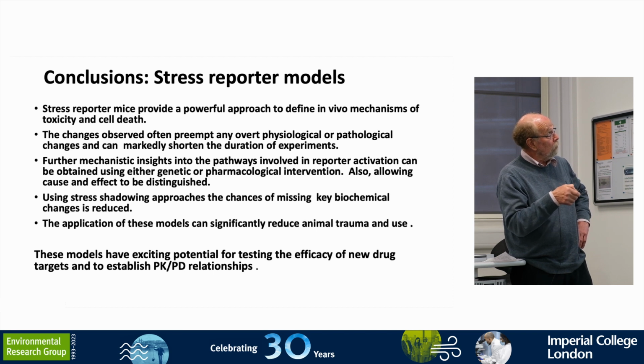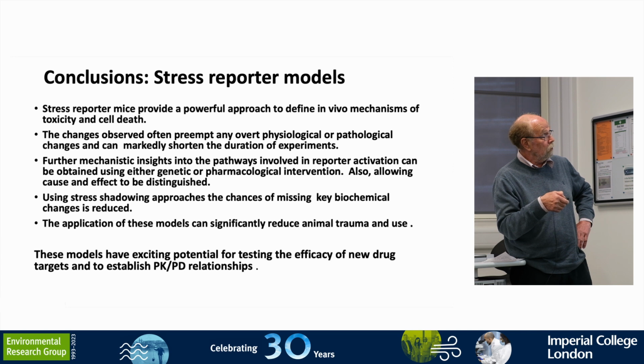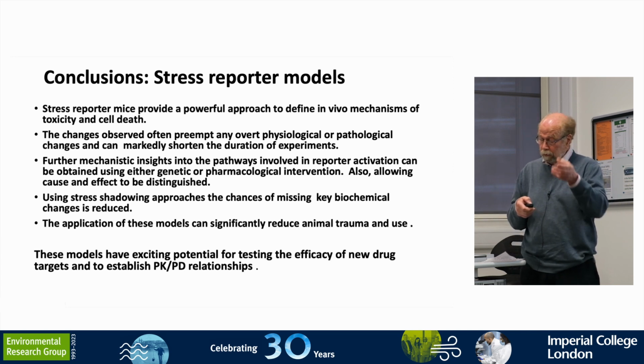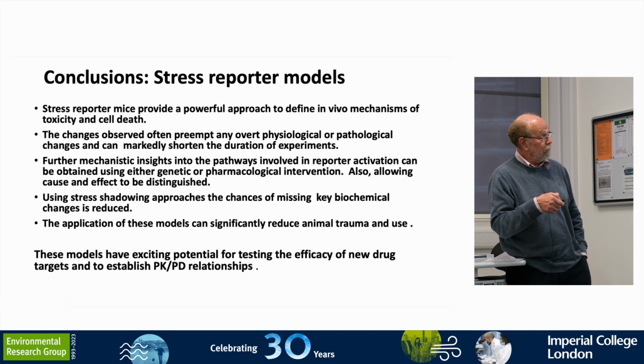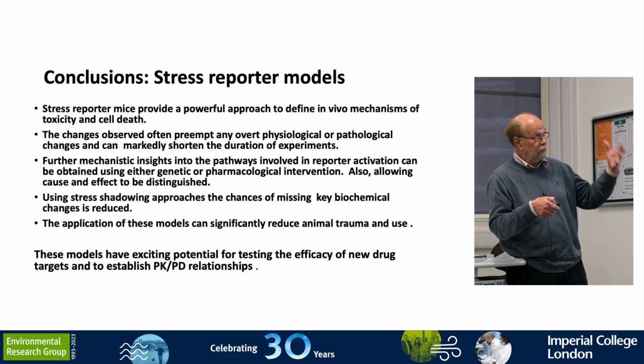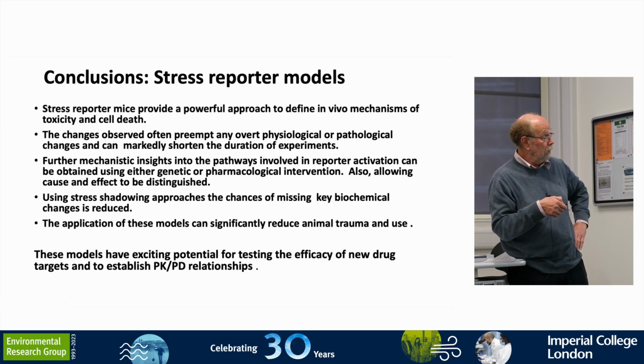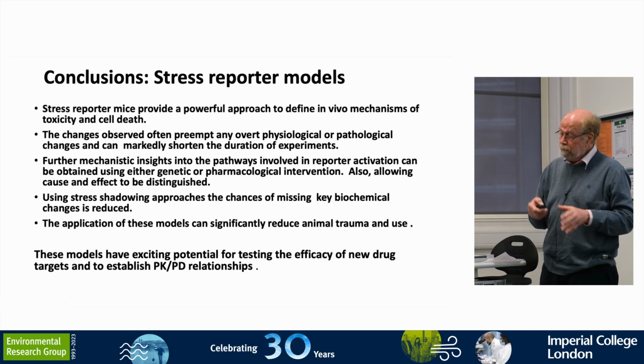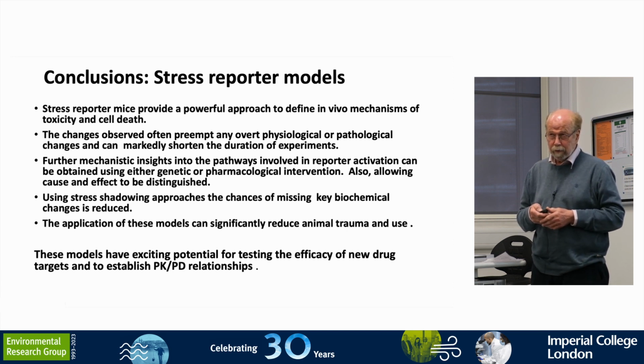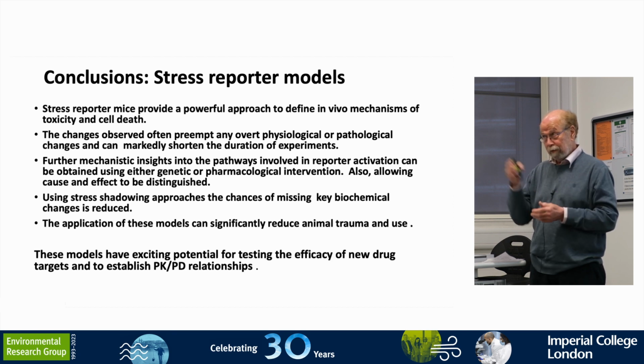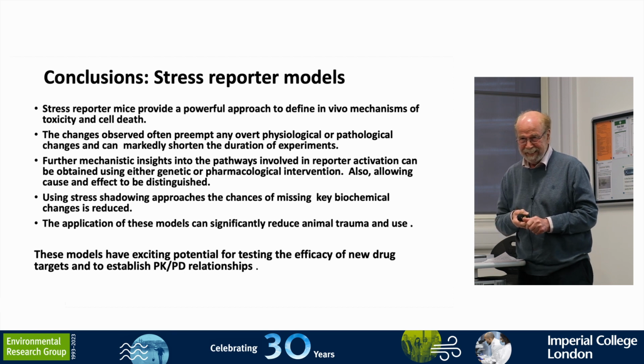So reporter models are a powerful approach to define mechanism of toxicity. I hope I've shown you that. Because they preempt overt physiological and pathological changes, you can do studies in dramatically reduced time frames. They give mechanistic insights, as I've said, whether it's oxidative stress or DNA damage. The HO1 reporter also tells us about the function of the innate immune system. I can't tell you about that, but I think in the end of the day, the application of these models hopefully will give us further insights into this complexity of environmentally induced diseases and point us in some directions to generate the sort of biomarkers that you need in the future.